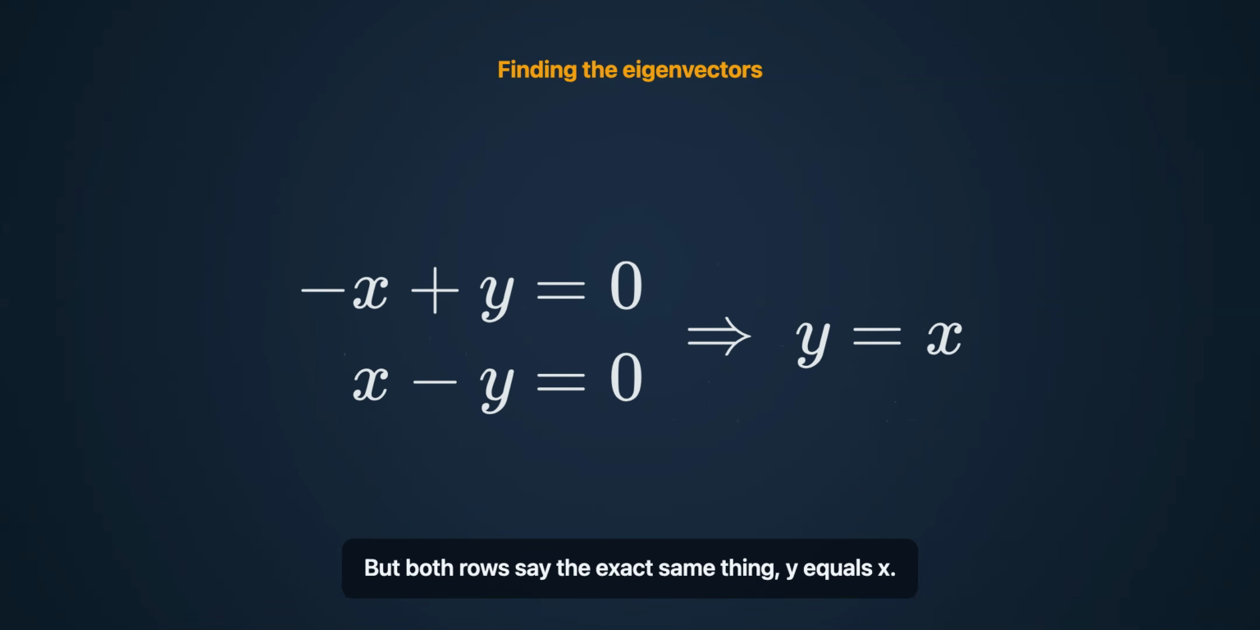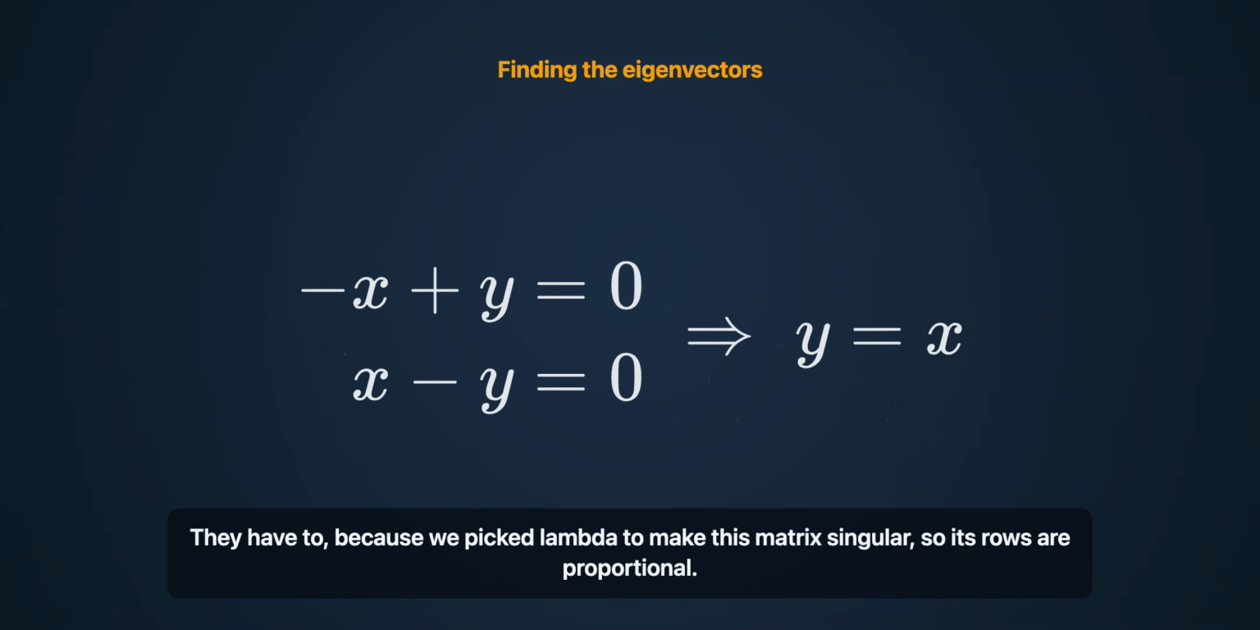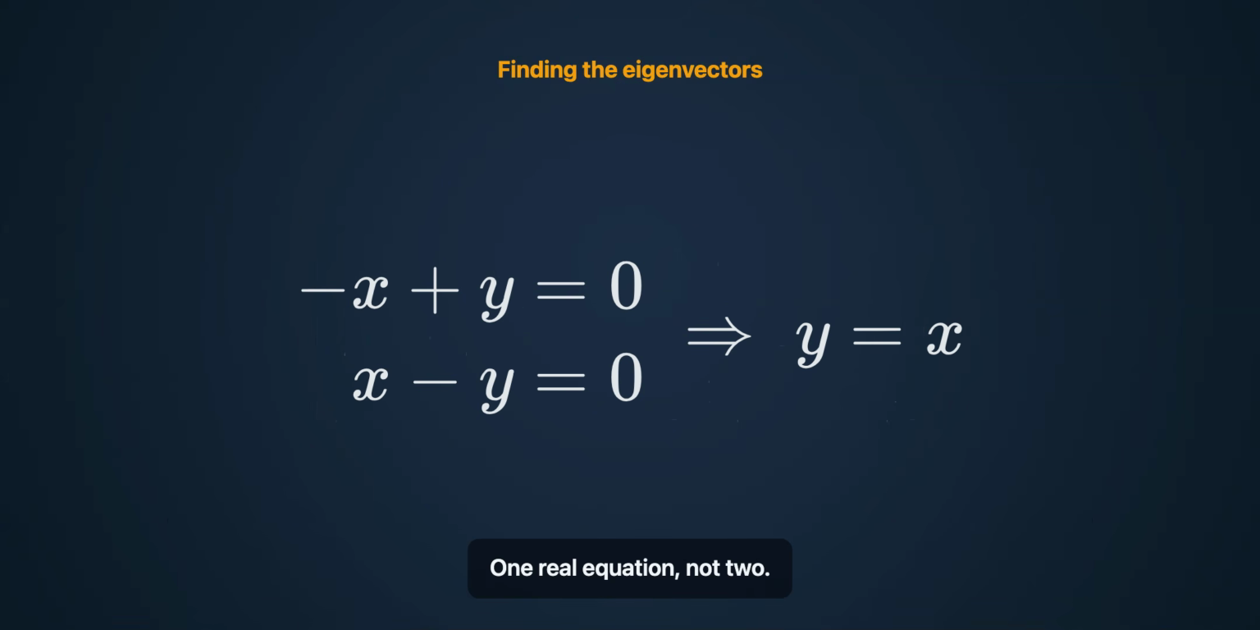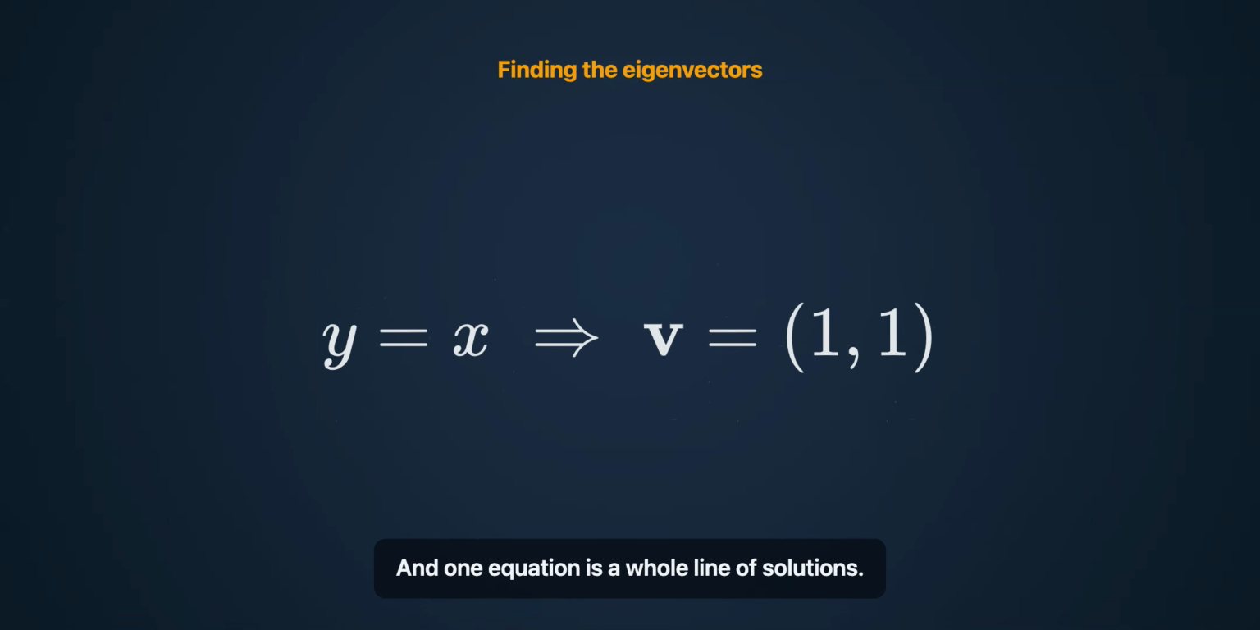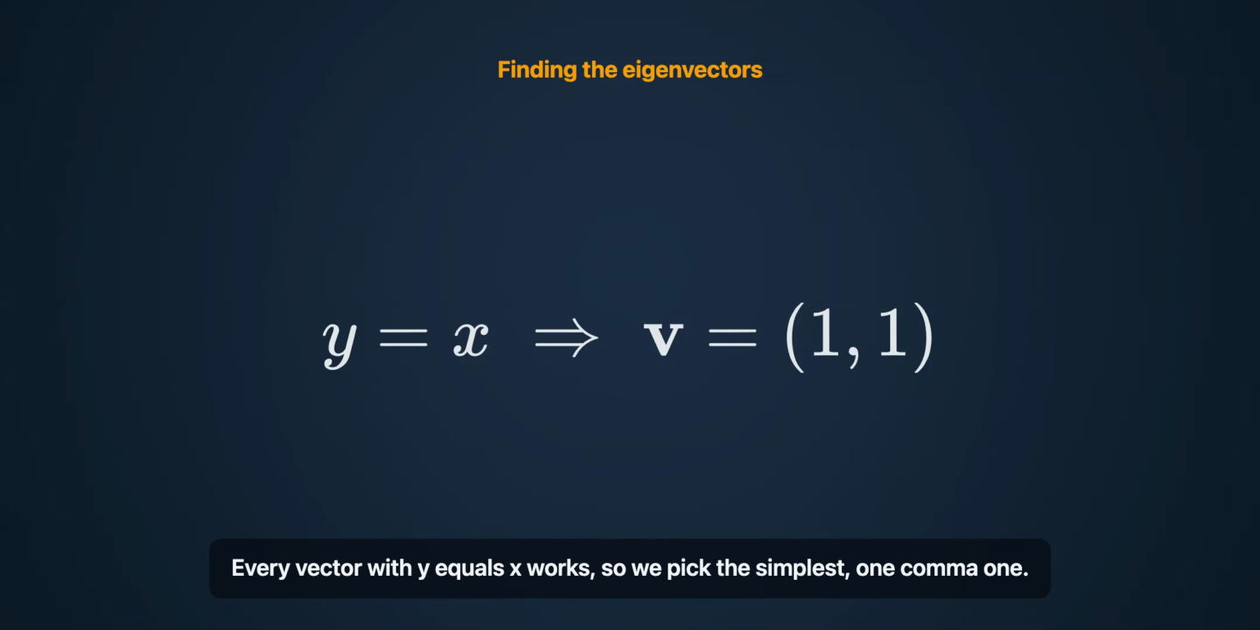But both rows say the exact same thing, y equals x. They have to, because we picked lambda to make this matrix singular, so its rows are proportional. One real equation, not 2, and one equation is a whole line of solutions. Every vector with y equals x works, so we picked the simplest, 1, 1.